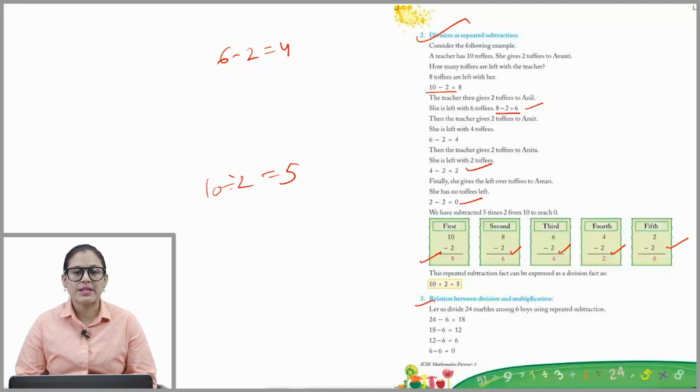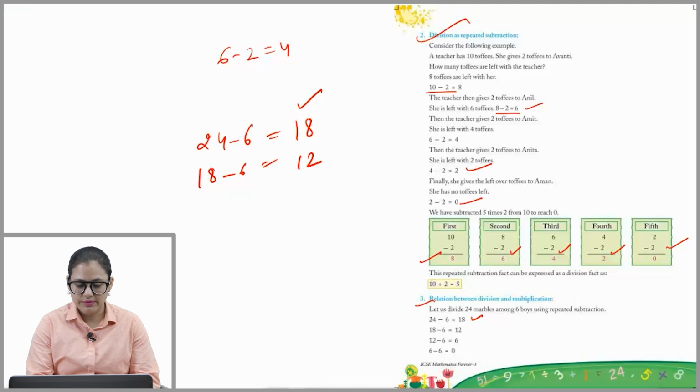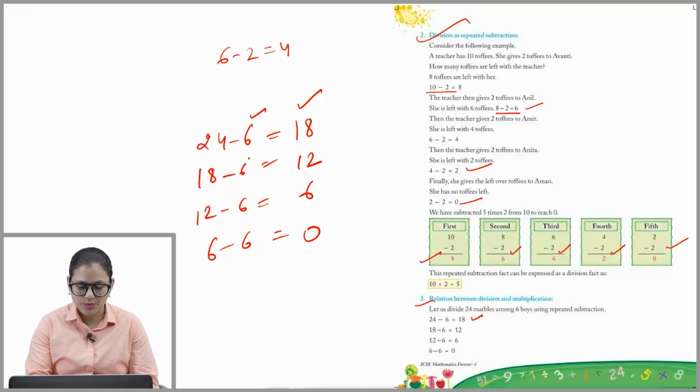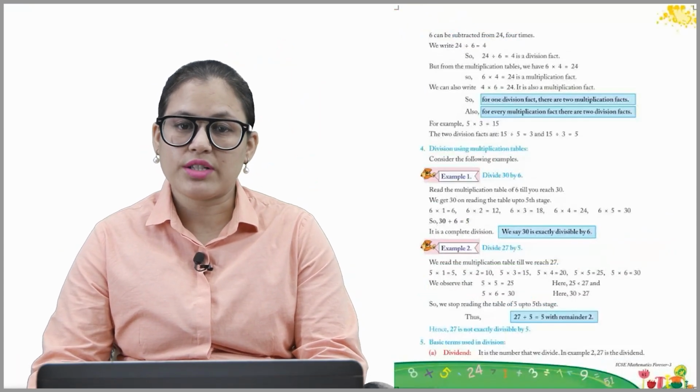Okay. Number 3, relation between division and multiplication. Let us divide 24 marbles among 6 boys using repeated subtraction. See, 24 minus 6 is 18. Now, you will subtract from this number, and you will subtract how much? 6, because there are 6 boys. Okay, 18 minus 6 is 12, then 12 minus 6 is 6 and 6 minus 6 is equal to 0. So, how many times have you subtracted 6? 1, 2, 3 and 4. Okay, that is 24 divided by 6 is equal to 4, right? 6 can be subtracted from 24 4 times.